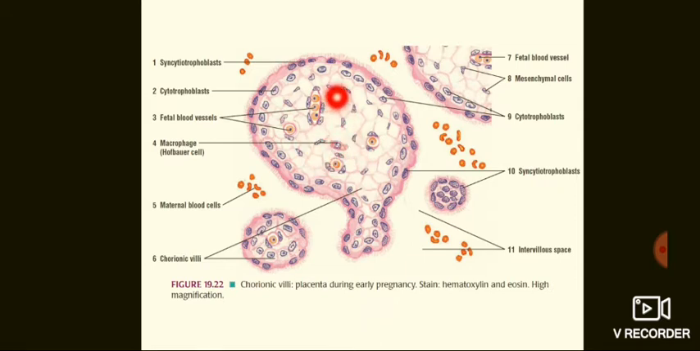In the core of the chorionic villi, fetal capillaries are seen, which are derived from the umbilical vessels, and these fetal capillaries have immature RBCs or erythroblasts, which are nucleated cells. So in the core of the chorionic villus we can see the nucleated erythroblast, fetal nucleated erythroblast.